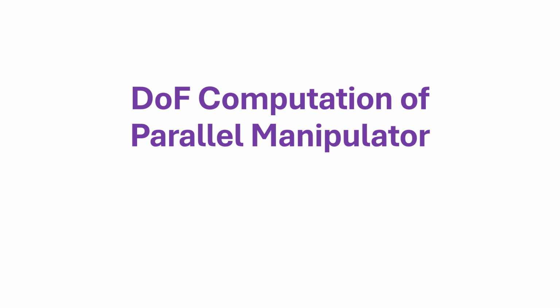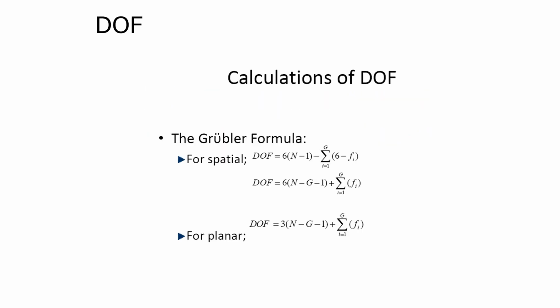In this session, we will be learning how to determine the degrees of freedom of a parallel manipulator. We'll be using the Grübler's formula. In general, it is not so easy to determine the degrees of freedom of a closed loop kinematic chain, but the classical mobility formula, that is the Grübler's formula, can be used.